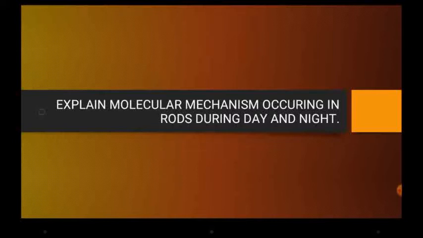Now we also have cones. Yes, cones are another type of photoreceptor which are also found in the retina, but cones are less light sensitive, and they mediate daylight vision. So now we want to understand the mechanism, what happens in the rods during the day when there is light and during the night when it is dark. Okay? So the answer is here.